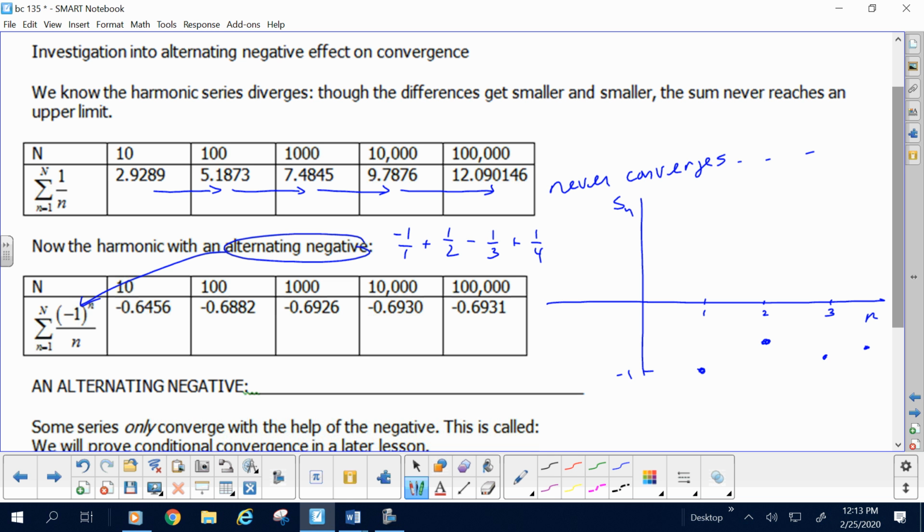Now you can see then that it's spiraling in because of that up, down, and the terms are getting smaller. It starts to spiral in. Now the big idea of the day then is an alternating negative aids convergence big time.